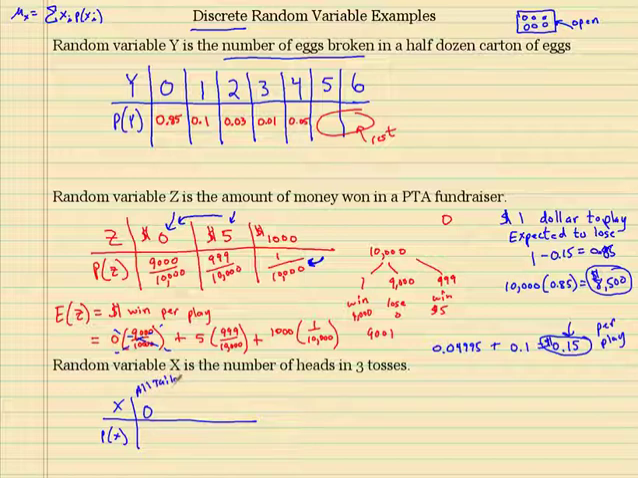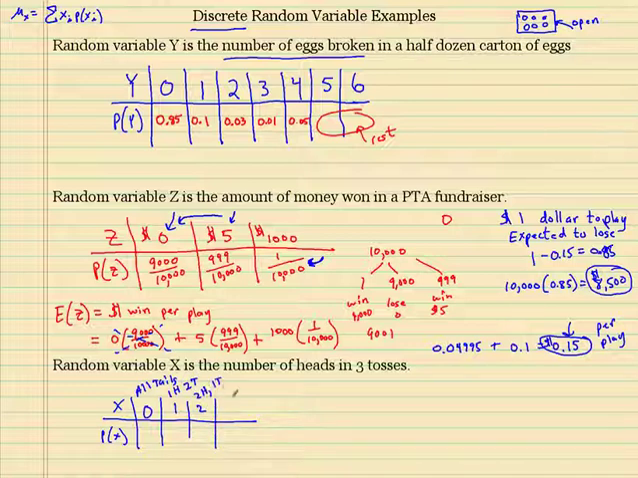Can you get one head? Yes. This would be 1 head, 2 tails. Can you get 2? Yes, you can get 2 heads, 1 tail. Can you get 3? Yes, that's 3 heads. So it's very simple to find these probabilities. You should be able to find this one and this one from what we've done already. Because the probability you get all tails is just 0.5 to the third power. The probability you get all heads is 0.5 to the third power because they're independent.